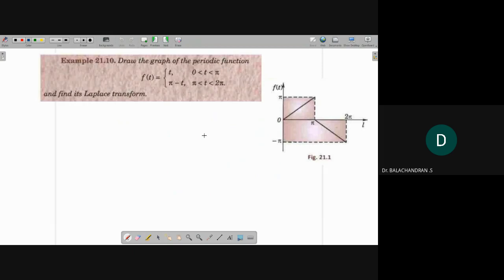Sometimes this function is given, no problem. Suppose the function is not given, suppose this diagram is given, so you need to find this function. So this point is 0, 0, this point is pi, pi. And the periodicity you can easily find out from this diagram, p equal to 2 pi. First you need to find this equation, and also you need to find this equation.